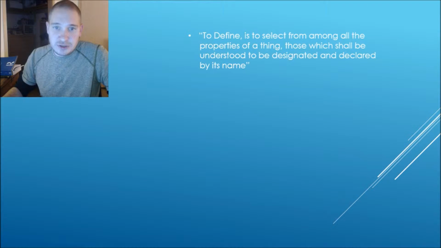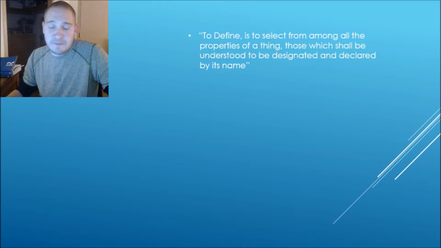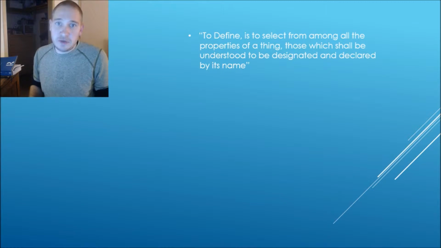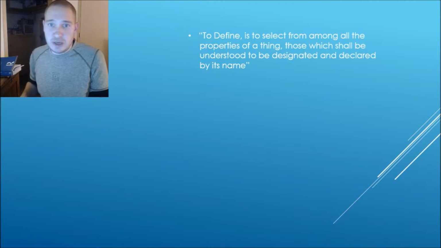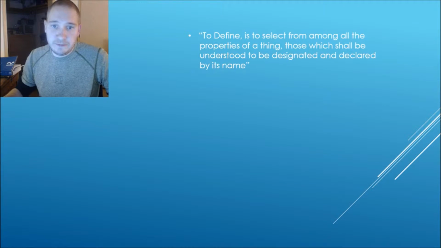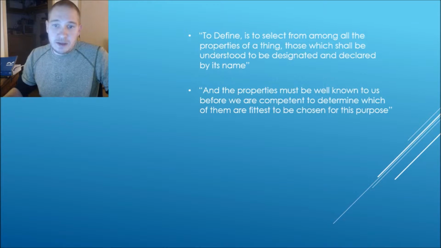He gives a definition. To define is to select from among all the properties of a thing those which shall be understood to be designated and declared by its name. So going back to there cannot be any agreement about the definition of a thing until there is agreement about the thing itself. He's saying that there must be agreement about the characteristics and attributes of a thing before we can agree which characteristics and attributes are best suited in the definition of that thing. And the properties must be well known to us before we are competent to determine which of them are fittest to be chosen for this purpose.